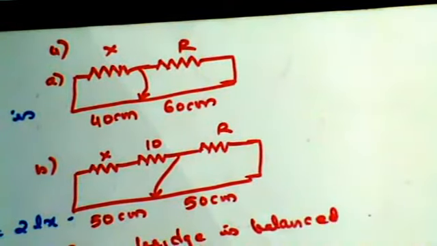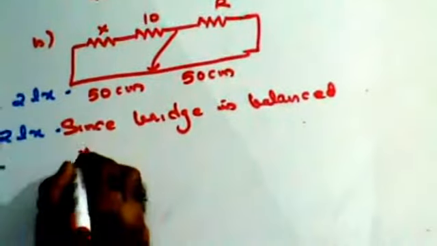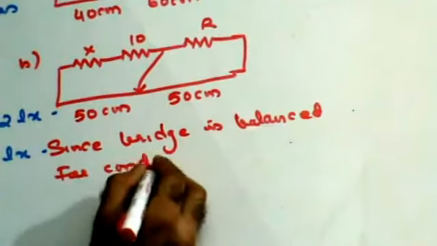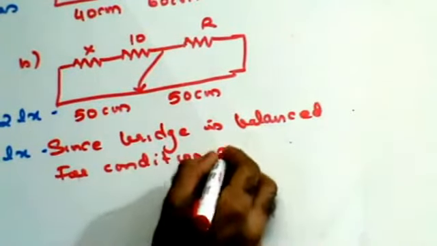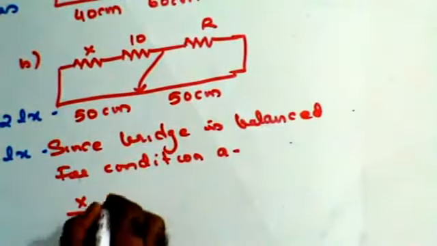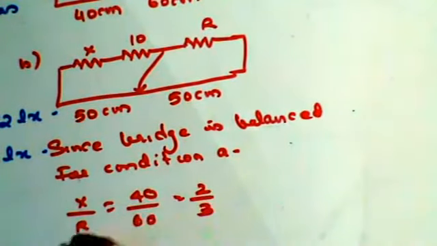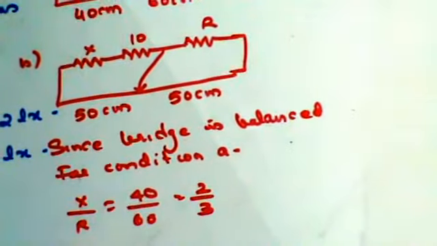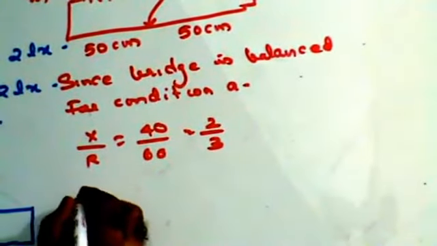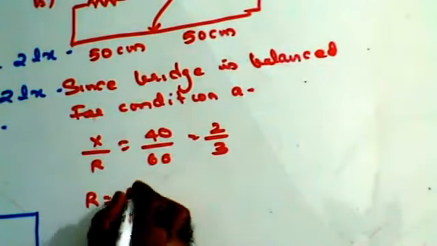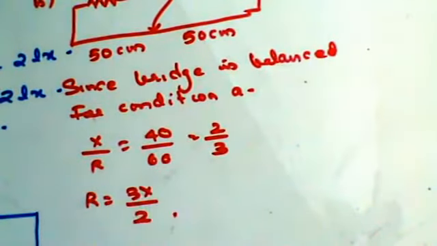Bridge is balanced. I can therefore say that for condition A, x upon R is going to be 40 upon 60, which is nothing but 2 upon 3. In which case, I want to find out the unknown resistance, I can say R is nothing but 3x upon 2.